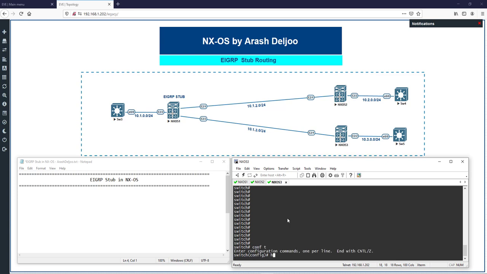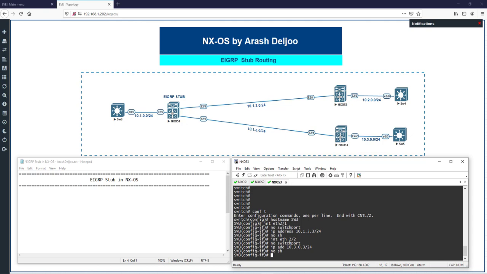The first command is hostname switch 3, then interface ETH21. The first command is no switchport. The second command is IP address 10.1.33/24, no shutdown. After that, interface ETH22, no switchport. IP address is 10.3.03/24, and then no shutdown.